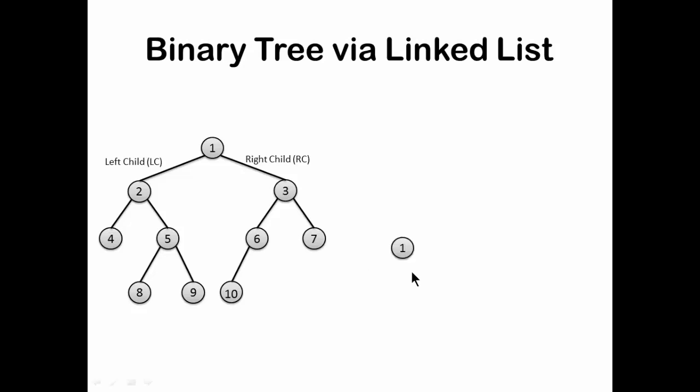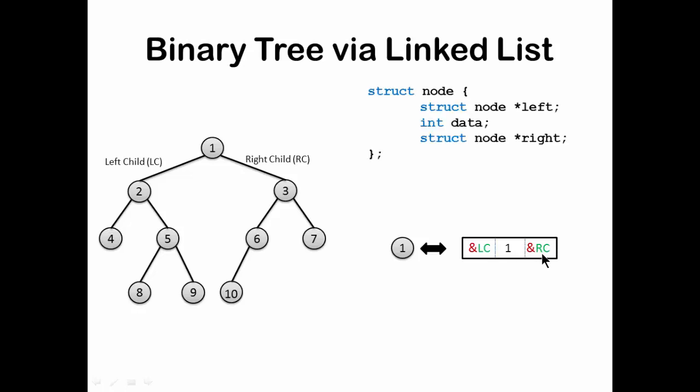So here each node will be represented by a set of values. The value in the middle is the data, that is 1, and towards the left-hand side we have a pointer that points towards the address of the left child, and towards the right-hand side we have a pointer that points towards the address of the right child. So the structure that we define for the binary tree node is: a pointer towards the left child, data, and a pointer towards the right child.